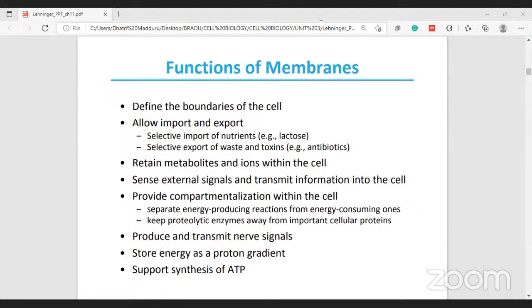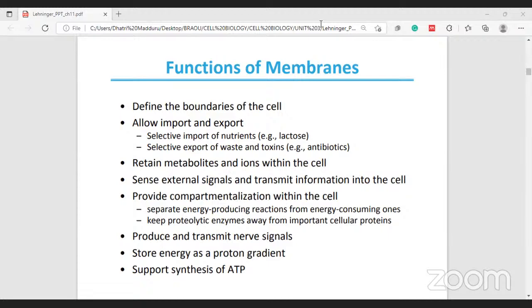And the next point is they retain metabolites and ions within the cell. So if there is no boundary, what happens? There is no limit, right? There is no boundary. Anything can come inside and anything can go outside. So the metabolites or ions which are generated due to metabolism or anything cannot be retained in the cell. So the plasma membrane retains the metabolites and ions within the cell.